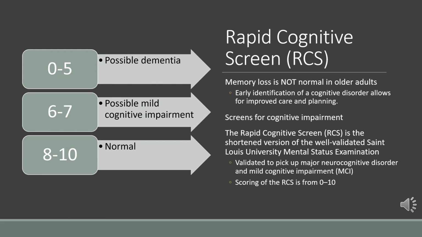The Rapid Cognitive Screen, or RCS, screens for cognitive impairment and declines in executive functioning. The RCS is the shortened version of the well-validated St. Louis University Mental Status Examination. It has been validated to pick up major neurocognitive disorder and mild cognitive impairment in several languages. Scores on the RCS range from 0 to 10. A score of 0 to 5 indicates possible dementia, 6 to 7 indicates possible mild cognitive impairment, and a score of 8 to 10 is normal.